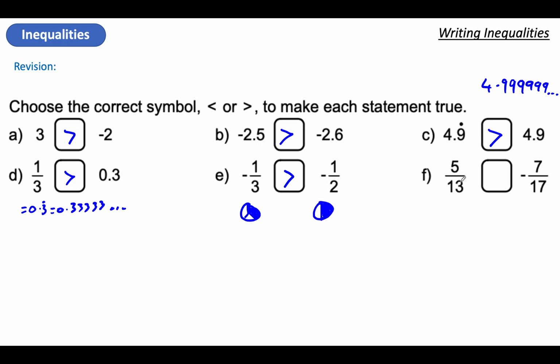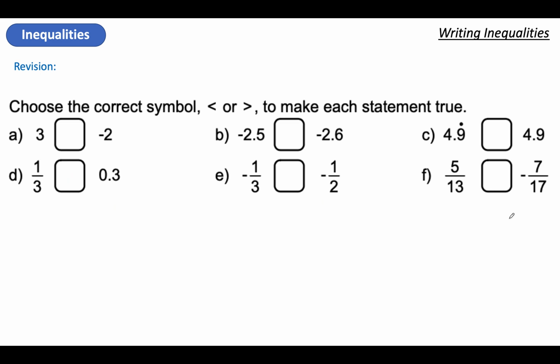How about 5/13 and negative 7/17? Well, anything positive is going to be bigger than anything negative. So they're all greater than. Yeah. Cool. Let's move on.